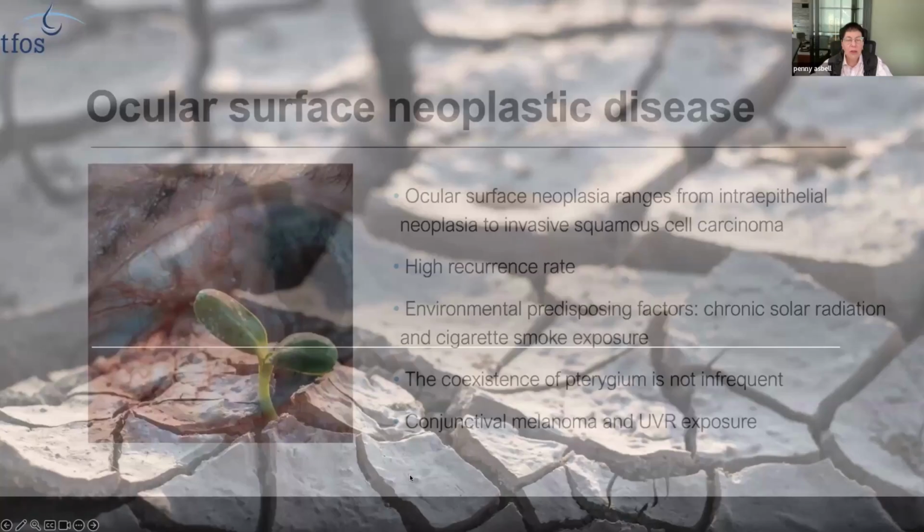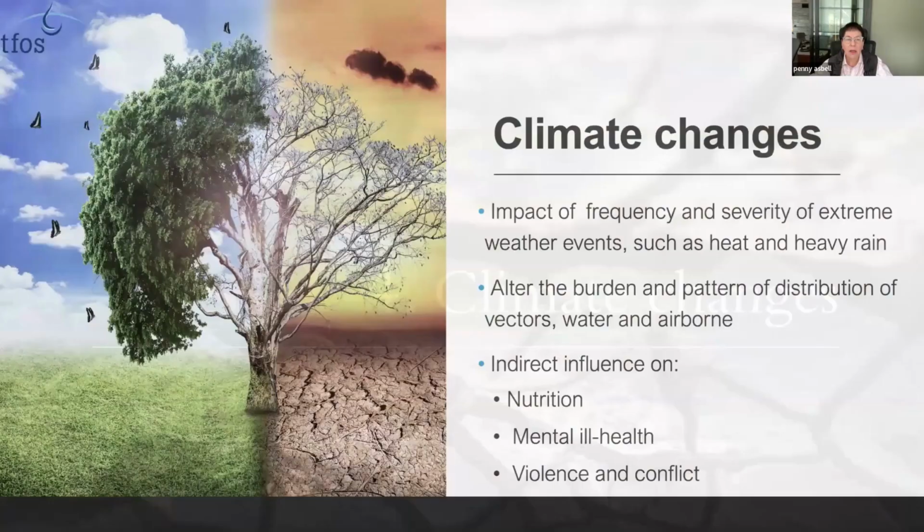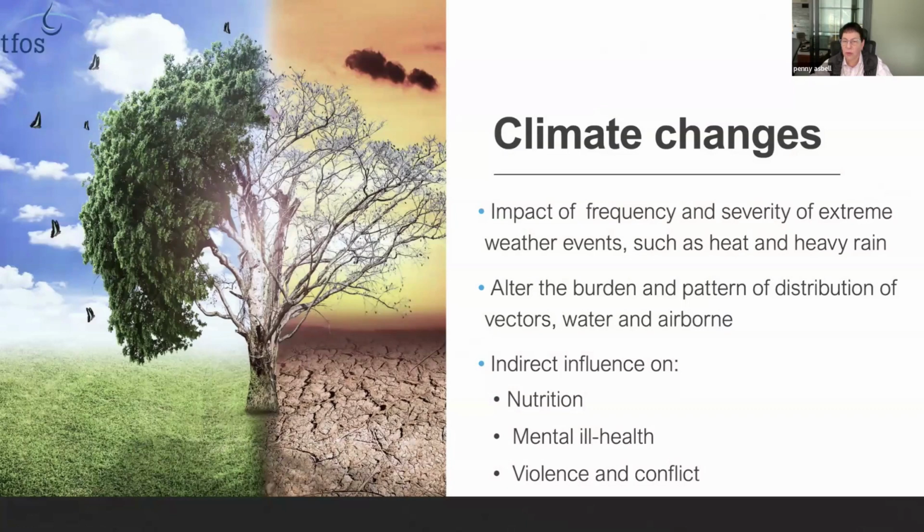So, climate change. Certainly a controversial issue these days around the world. Are we as humans changing the climate? Can we impact the changes in the climate? We're continuing to try to understand those issues, but certainly as climate changes, the environment changes, and its effect on the ocular surface can change as well.